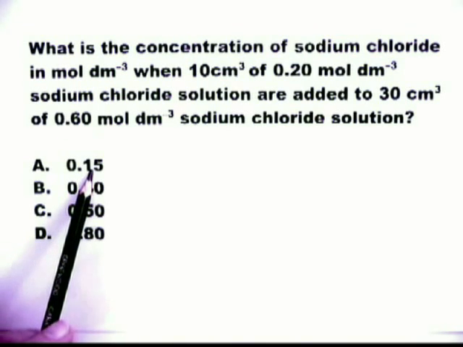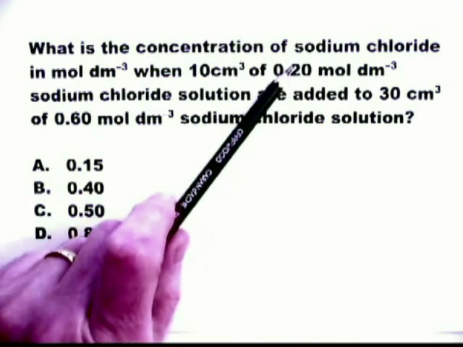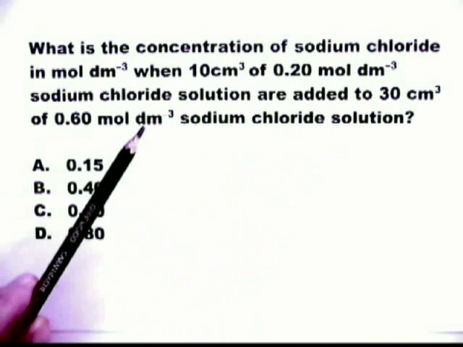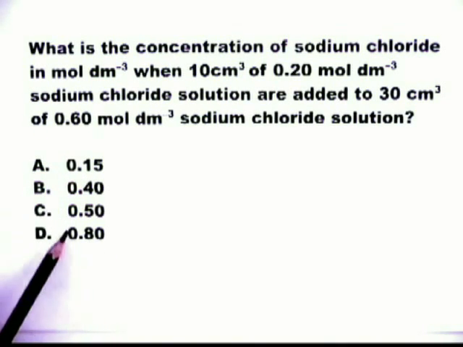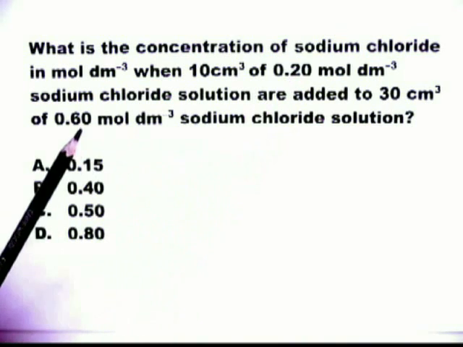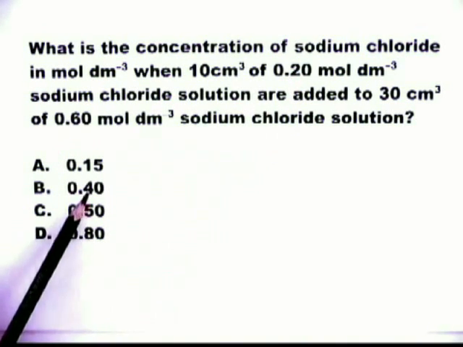Look at the first answer, A, 0.15. This is more dilute than the most dilute of the two solutions, 0.2 mole per decimeter cubed. It is impossible to get a final solution that is more dilute than either of the two solutions used. Therefore, A cannot be a possible answer. Look at D. Similarly, this is more concentrated than the most concentrated of the two solutions. This cannot be an answer either.